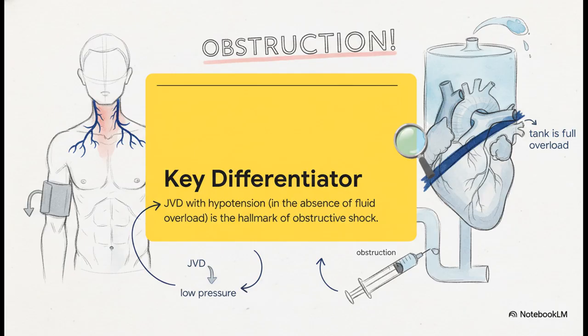And this right here, this is the absolute money shot. If you see a patient with low blood pressure and bulging neck veins, your brain should be screaming obstruction. This is what separates it from something like hypovolemic shock, where the tank is just empty and the neck veins are flat. Here, the tank is full, it's just blocked. That combination is the key giveaway.